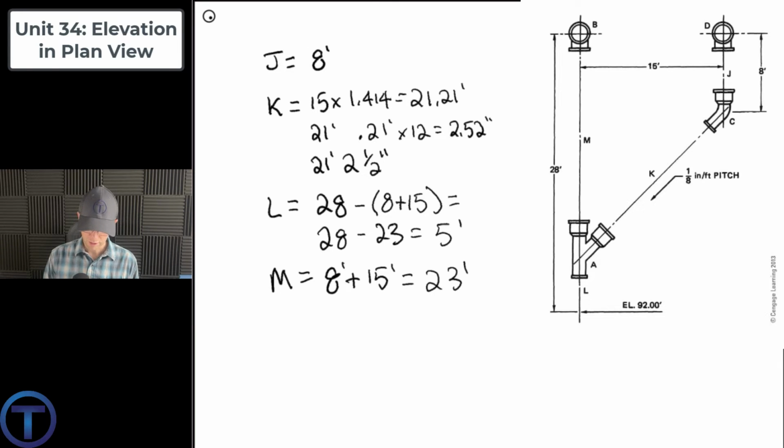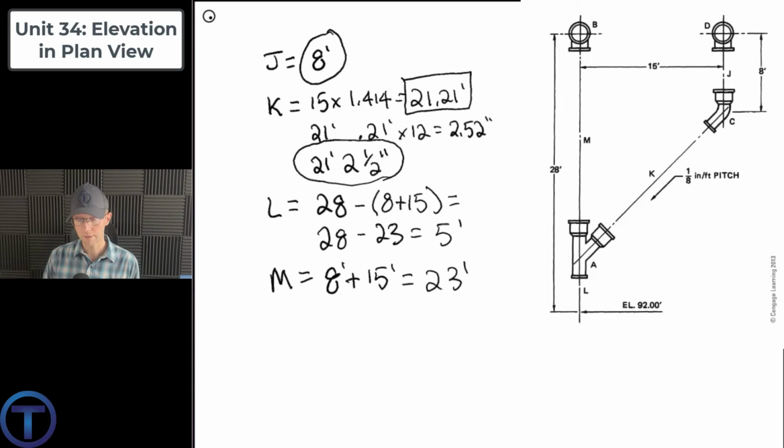All right. So we have figured out J is 8. K is 21 foot, 2.5 inches. But I'm going to point out it might be helpful for us to keep our measurement also in decimal because we're going to be dealing with some elevation. We'll see how we end up using that. L is 5 feet and M is 23 feet. We have solved half of this sample problem.